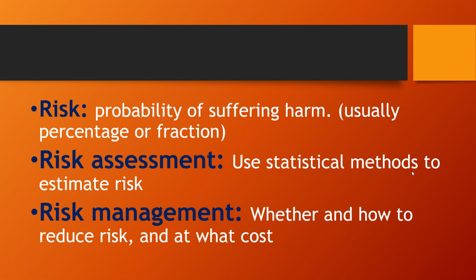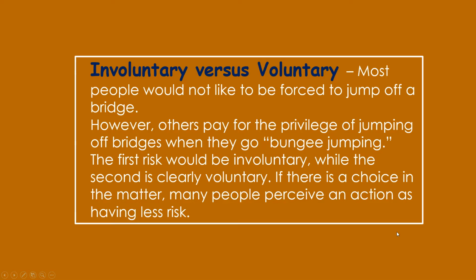So more definitions for you guys. Risk is the probability of suffering harm. And so we did that risk analysis earlier this unit. It's usually a percentage or a fraction. Risk assessment, and there are people out there who do this, uses statistical methods to estimate the risk of an activity. And then risk management is whether and how to reduce the risk and at what cost. So a lot of times after someone has a stroke or a heart attack, they kind of do a risk management of their life. Hey, am I working out enough? What's my diet like? Am I getting too much salt? Am I getting not enough nutrients? So they do a risk management and then often change how they're doing stuff.